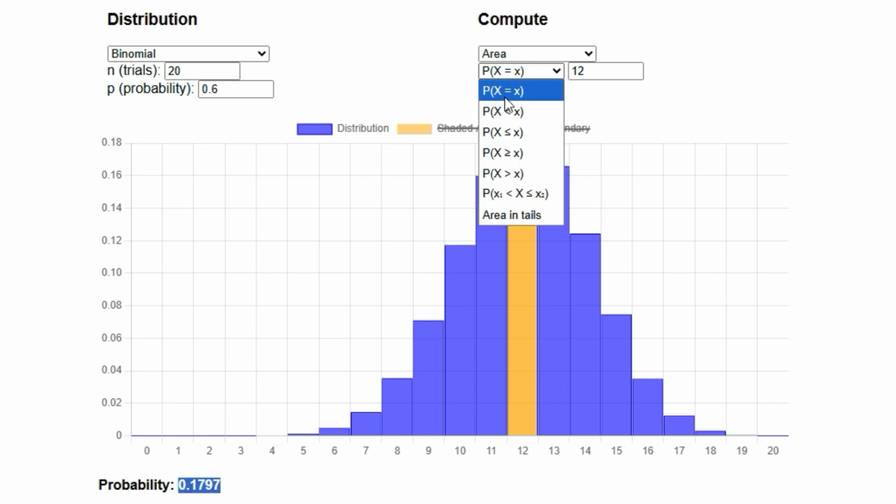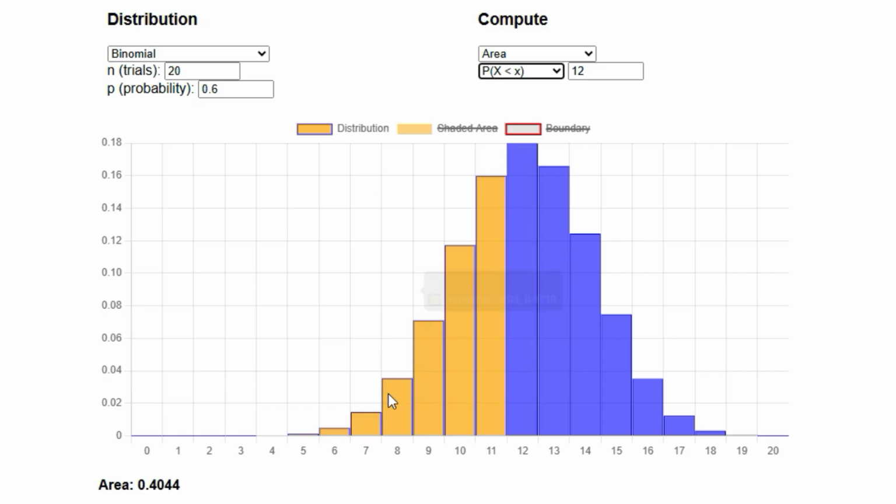Now, if I want the probability of less than 12, it will calculate that for me as 0.4044. Notice that it shades 11 and below because I want strictly less than 12.